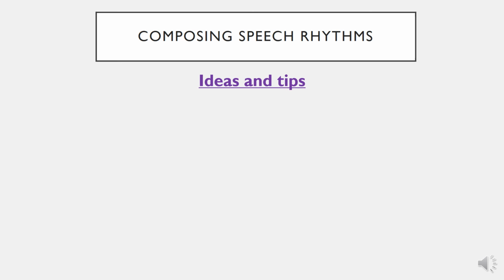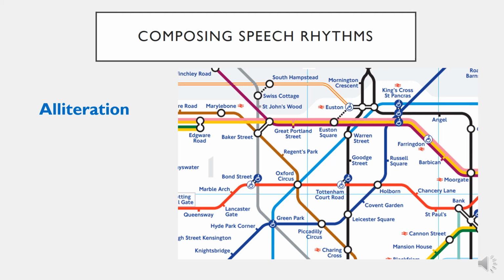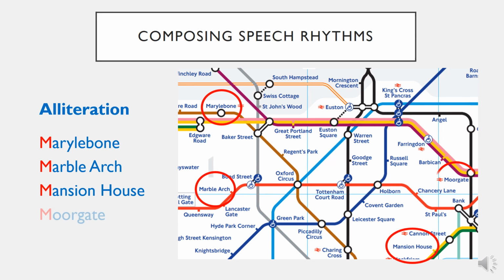It can be good to use alliteration. This is where a group of words all start with the same letter. Now, I was using only stations on the Central line, and there aren't many stations that I can do this with, but if we jump back to using the whole tube map, I can spot, for example, several stations that start with M: Marylebone, Marble Arch, Mansion House, and Moorgate. If I said that in a rhythm, Marylebone, Marble Arch, Mansion House, and Moorgate, you can see it gives quite a nice effect. There are other things you can use in the same way.